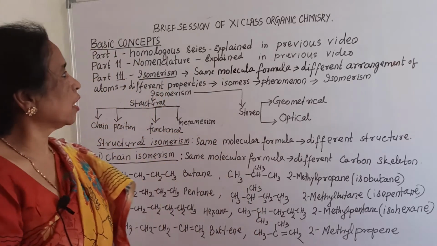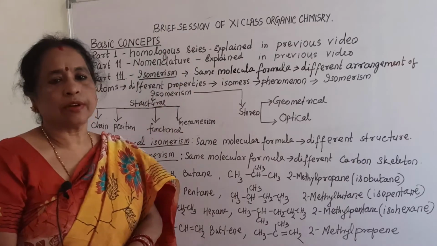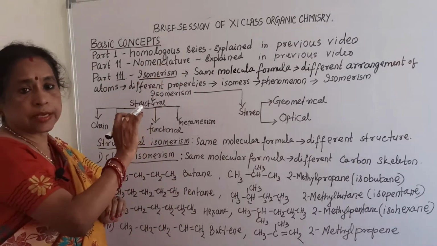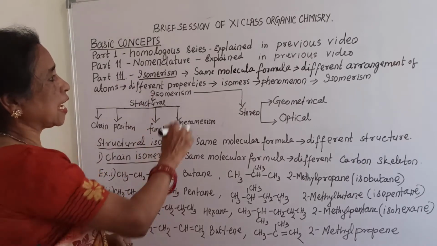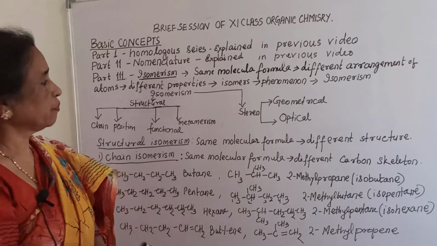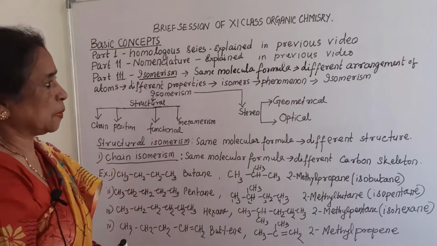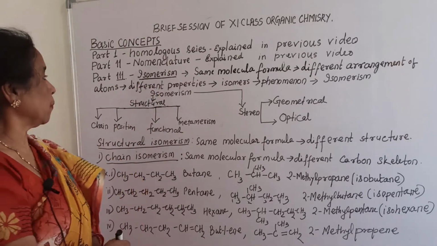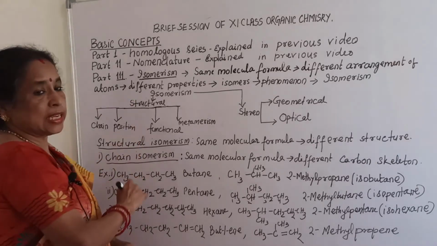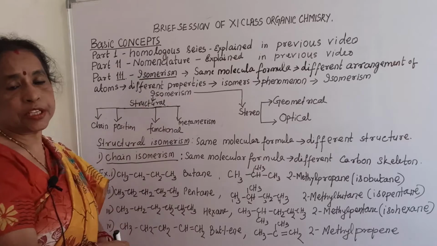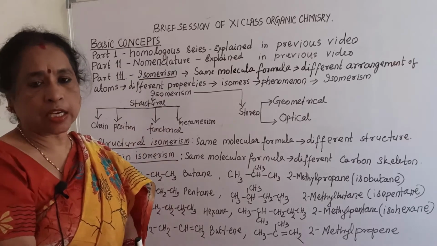Also, I want to welcome you again to this brief session of 11th class Organic Chemistry. Under Basic Concepts, part 1, homologous series, was explained in my previous video. Similarly, part 2, nomenclature, was also explained in a previous video. Now, here is part 3: isomerism. Let us start. Now I will explain isomerism.